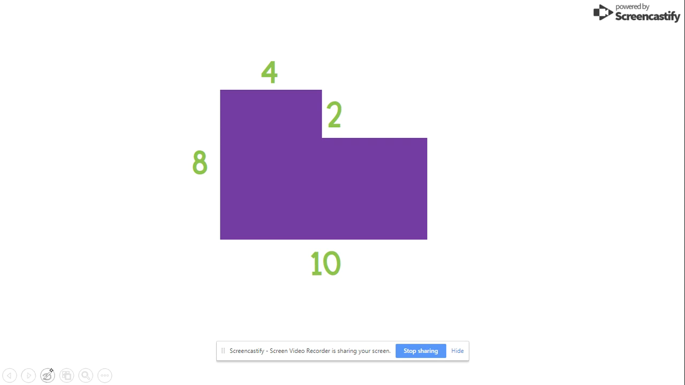First off, I see that I have missing sides, so I want to find those missing side lengths before I begin breaking my shape down. I'm going to trace my vertical sides first. I have 8, 2, and blank. Your two smaller sides are going to add to give you your longest side. Since 8 is the longest line, I know that 2 plus blank equals 8, and I know that that is going to be 6.